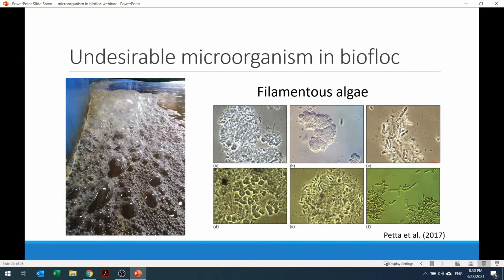If there is a presence of fat and oil in the water, it will promote the growth of this filamentous algae. And it is unfavorable for the biofloc system as it will compete with the shrimp for oxygen and also reduce the water visibility.